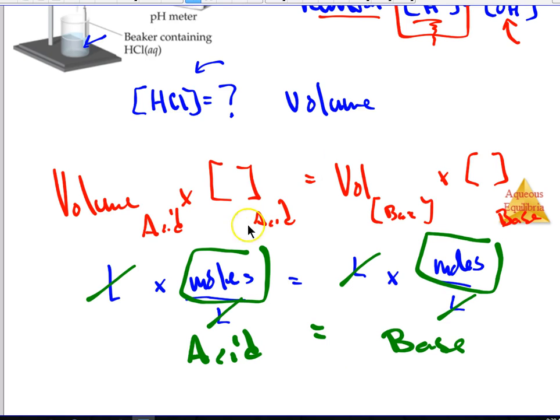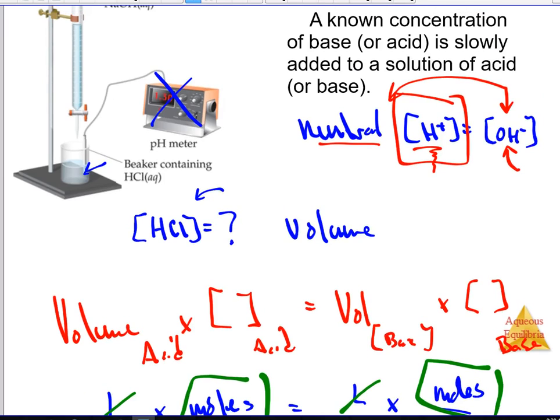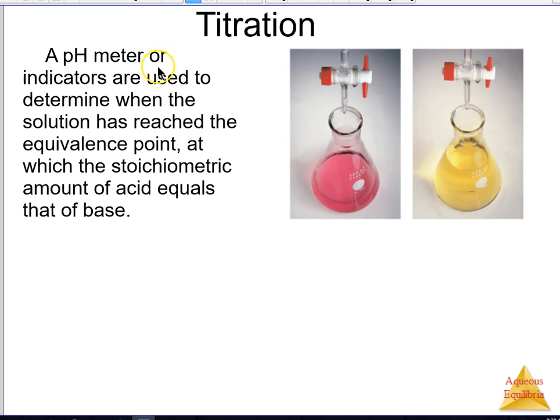All right, how do we know when it's neutral? I think it's on this next slide. A pH meter or indicators are used to determine when the solution has reached the equivalence point. So we use indicators, at which the stoichiometric amount of acid equals that of the base.